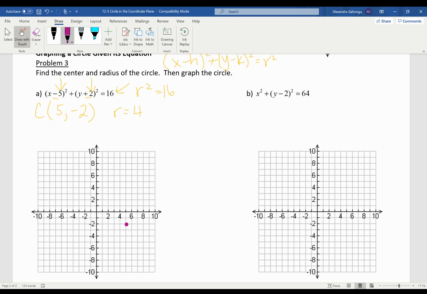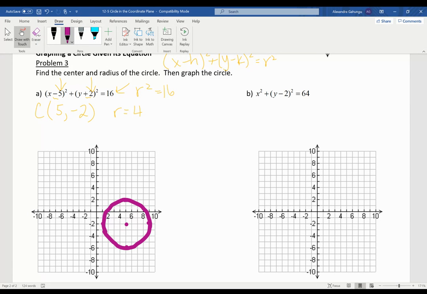So I go 4 units to the right: 1, 2, 3, 4. And then from the center, 4 units up: 1, 2, 3, 4. And 4 units to the left: 1, 2, 3, 4. And down. So for my circle, I think the easiest way would be to draw the center and then pick out those points.